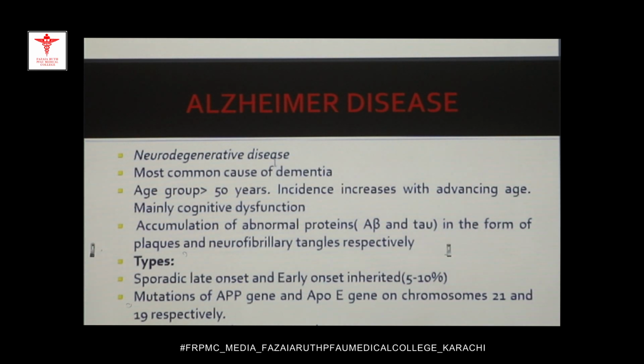So as already mentioned, Alzheimer's is one of the neurodegenerative disorders, and it's in fact the most common cause of dementia. Usually it occurs above the age of 50 years, and with advancing age the incidence increases. To begin with, mainly it's a cognitive dysfunction characterized by memory loss, which results later on in severe dementia. There may be mood variations, behavioral disturbances, and so on. There is abnormal accumulation of A beta protein and also tau protein in the form of plaques and neurofibrillary tangles respectively.